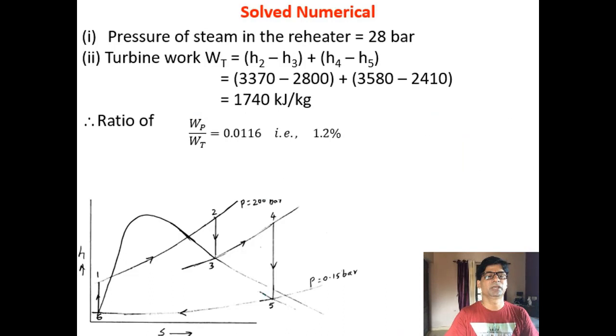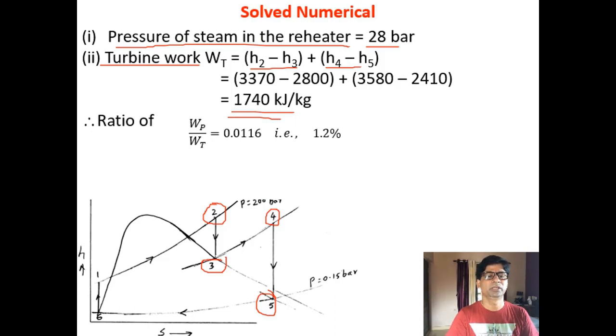Now let us answer the questions one by one. So pressure of steam in the reheater. That's already found out from the Mollier chart. It is 28 bar. Turbine work: since there are two turbine works, HP turbine 2 to 3 and LP turbine 4 to 5, it is H2 minus H3 for the HP turbine plus H4 minus H5. After substitution and simplification, you will get turbine work as 1740 kilojoules per kg.